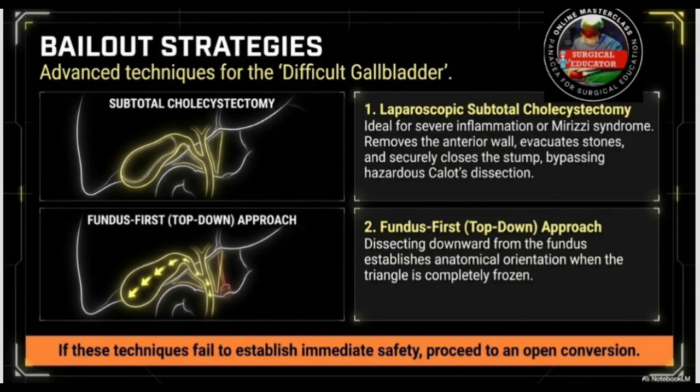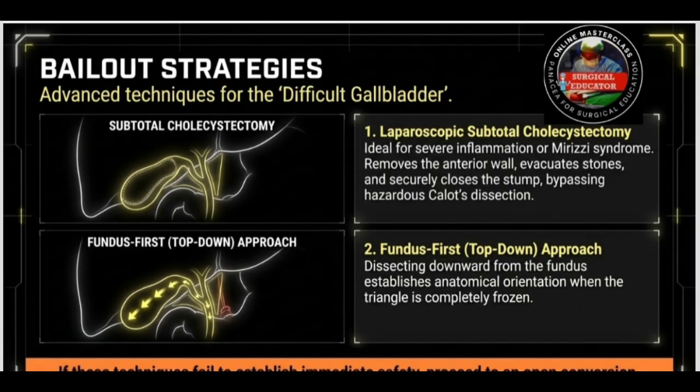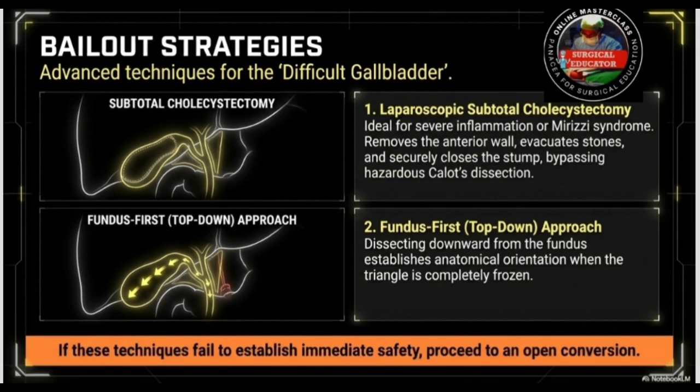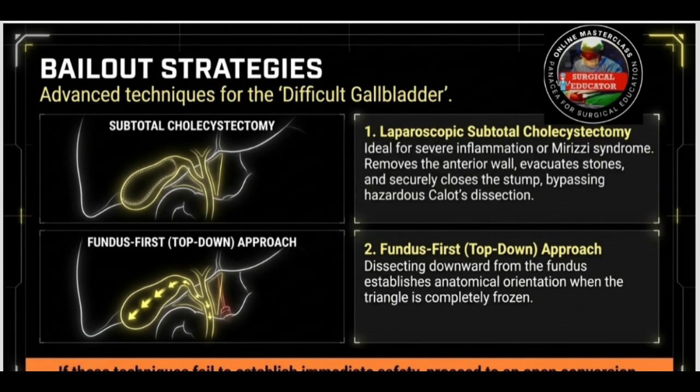That's the crucial second step. The surgeon must meticulously burn away or ablate the entire mucosal lining of that remaining back wall using electric cautery. Then securely stitch the stump closed. The patient retains a small inert patch, but the danger is gone, and the common bile duct was never touched. An elegant compromise. The second strategy is the fundus first, or top-down approach.